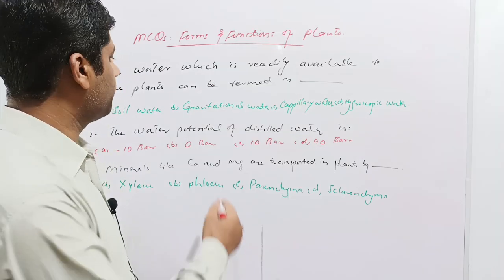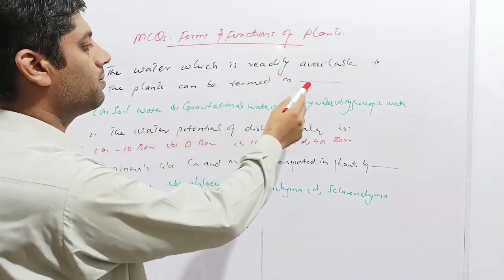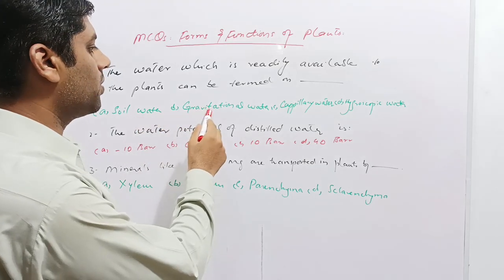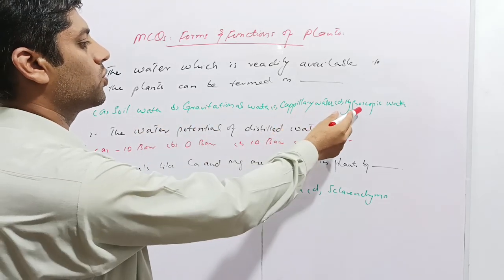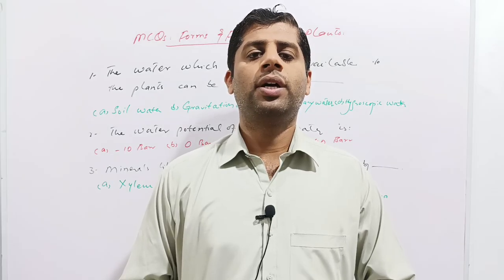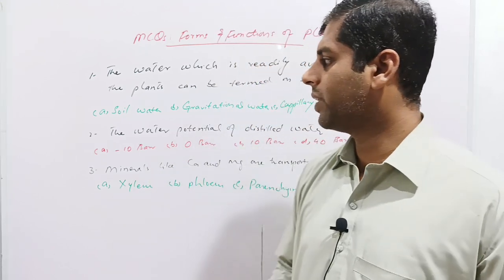The first question is, the water which is readily available to the plants can be termed as. Given options are soil water, gravitational water, capillary water or hygroscopic water. The examiner is asking about the water which is available to the plants in the soil, and the plants absorb this water from the soil through root hairs or roots. So multiple options are given here.